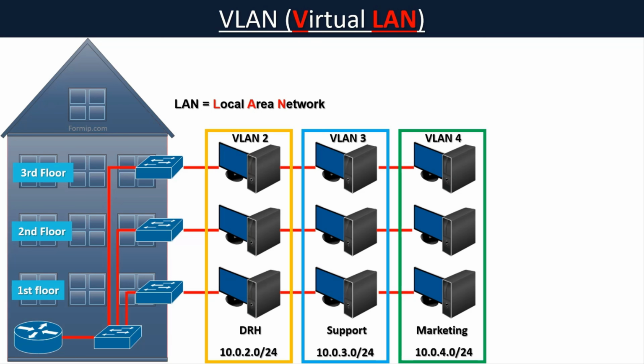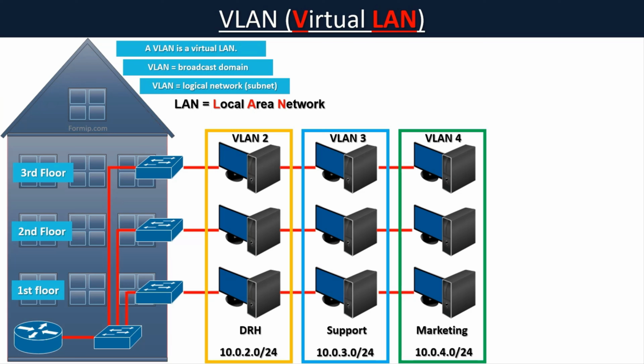With VLANs, a switch can put some of its interfaces in one broadcast domain and others in another. Each broadcast domain created by the switch is called a VLAN. So, to sum up, a VLAN is a virtual LAN. It's a broadcast domain, and it's also a logical network.